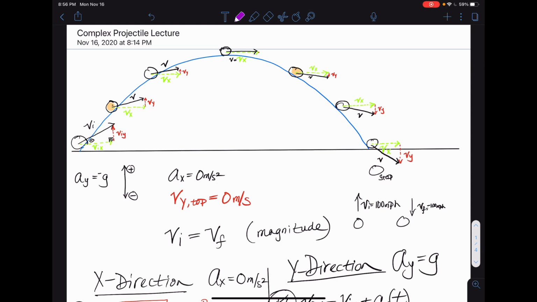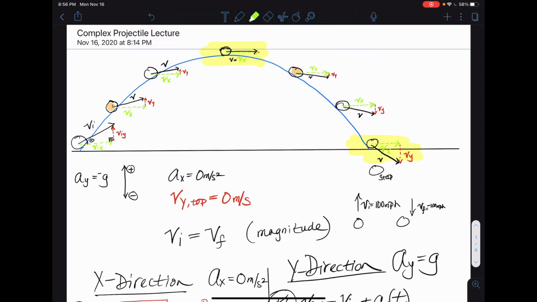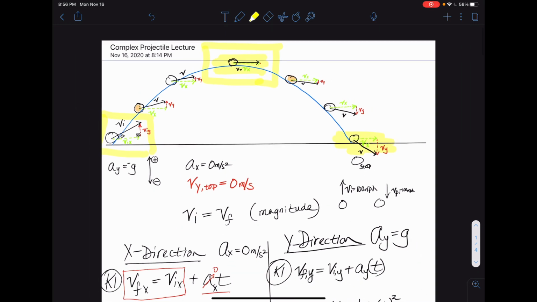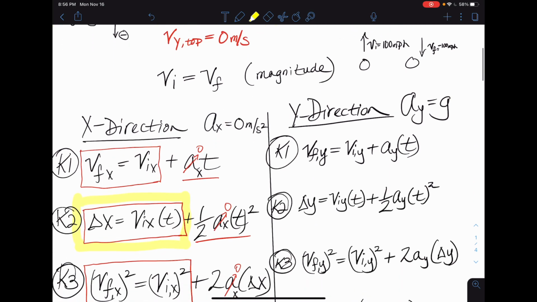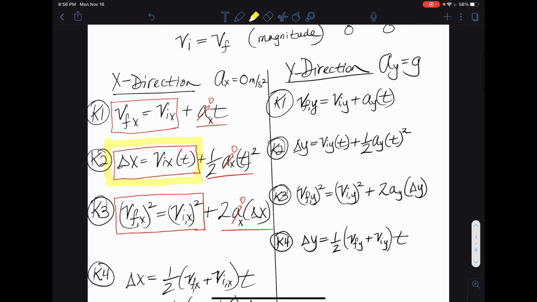We're going to see that we can take this projectile and call whatever we want initial and whatever we want final, as long as initial happens before final. So I could refer, for instance, to the very top as initial and the very bottom as final, or I could refer to the very bottom as being initial and the very top as final. So we can be flexible with that. And that's good because these formulas are more valuable that way, because they can handle different situations and scenarios.